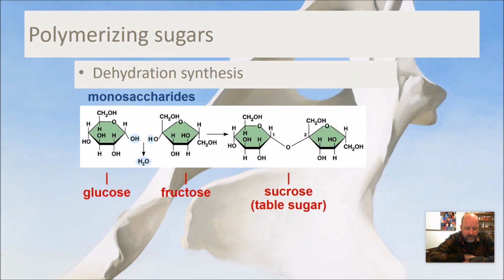When we go to polymerize these, of course, this is a job for an enzyme. We can take monosaccharides and put them together to make disaccharides. And of course, we use dehydration synthesis. We're going to take a water out of here. There's our water coming out.